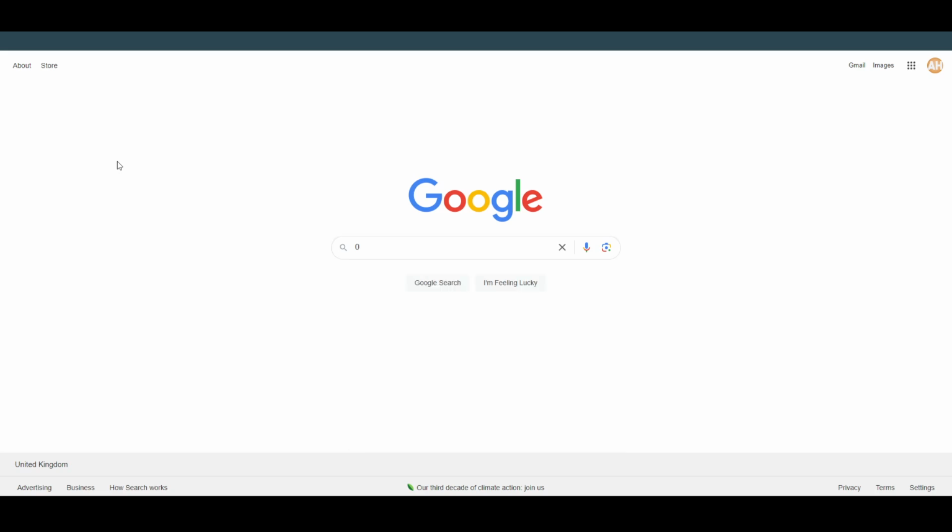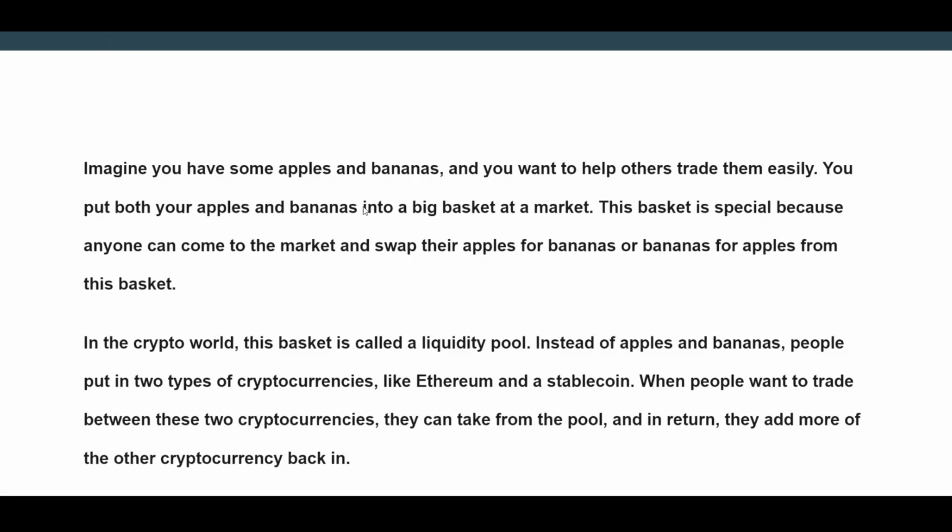What is up, guys? Today we will talk about Uniswap's liquidity pool. Today we will explain what a Uniswap liquidity pool is. For that, I have this small paragraph which will tell you in detail.